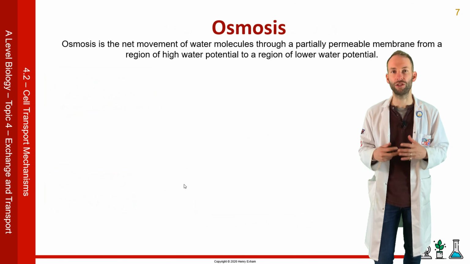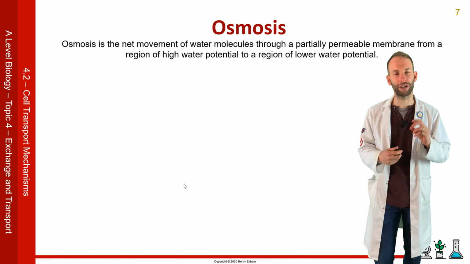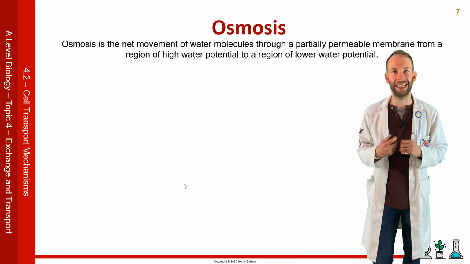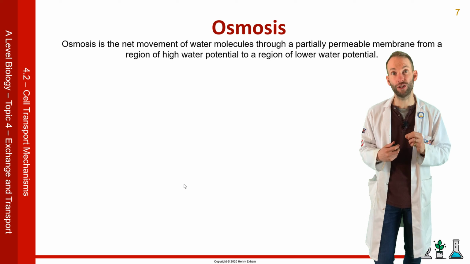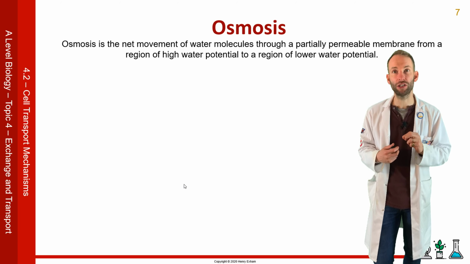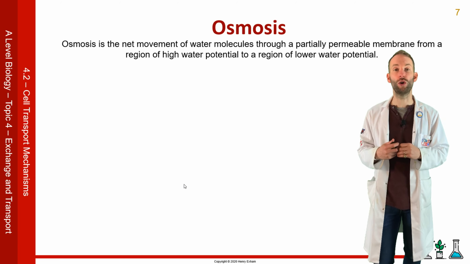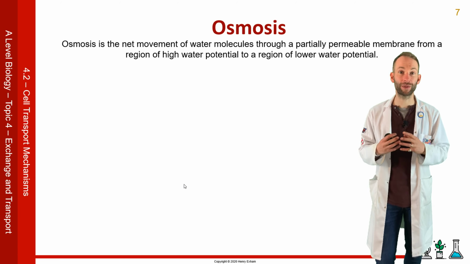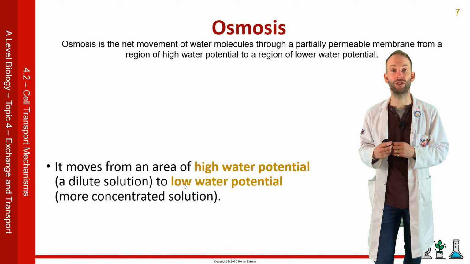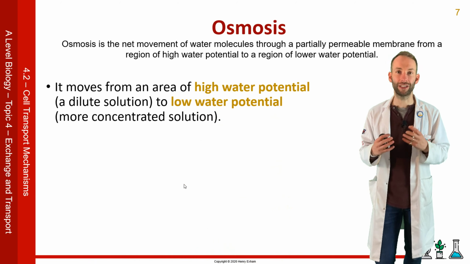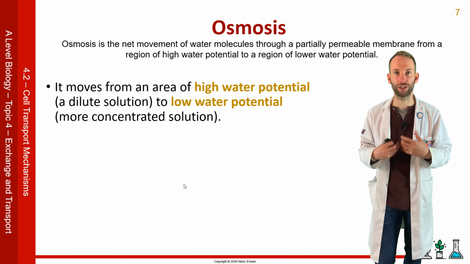Okay, osmosis. You will have covered osmosis before, but we're going to go into a little bit more detail in A level. Osmosis is the diffusion of water. It's the net movement of water molecules through a partially permeable membrane from a region of high water potential to a region of lower water potential. High water potential is another name for a dilute solution, and low water potential is more of a concentrated solution, more stuff dissolved in it.